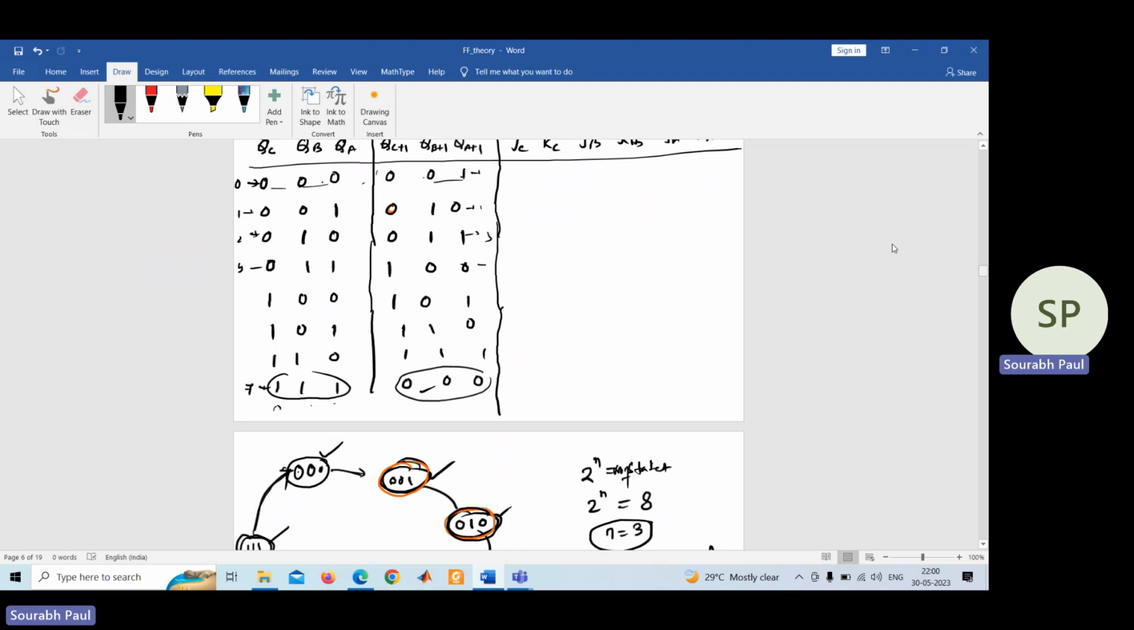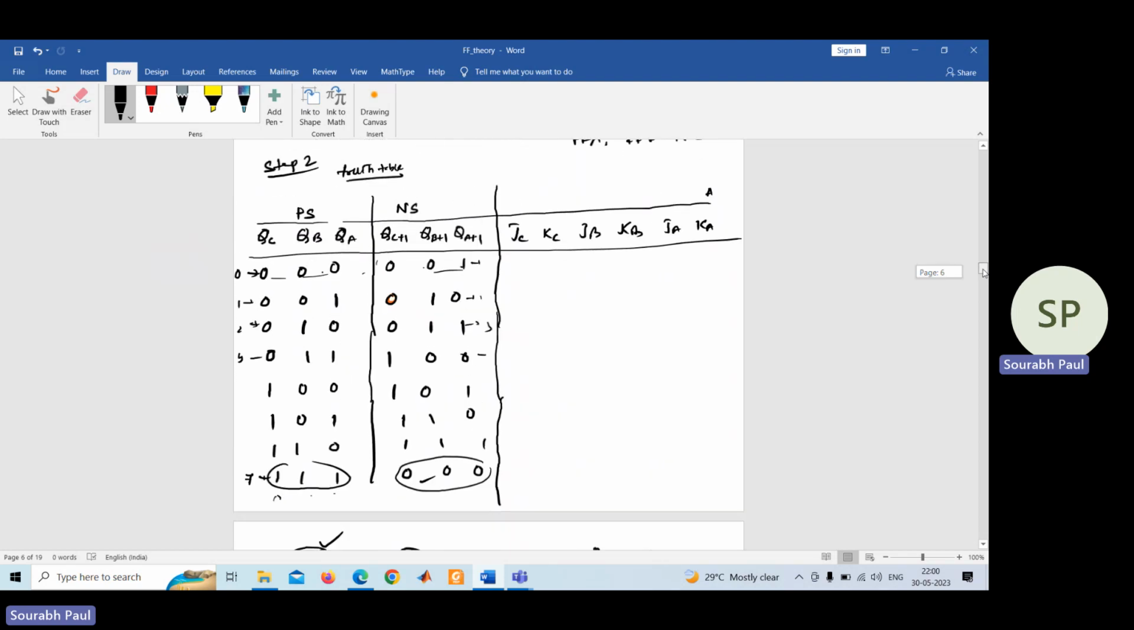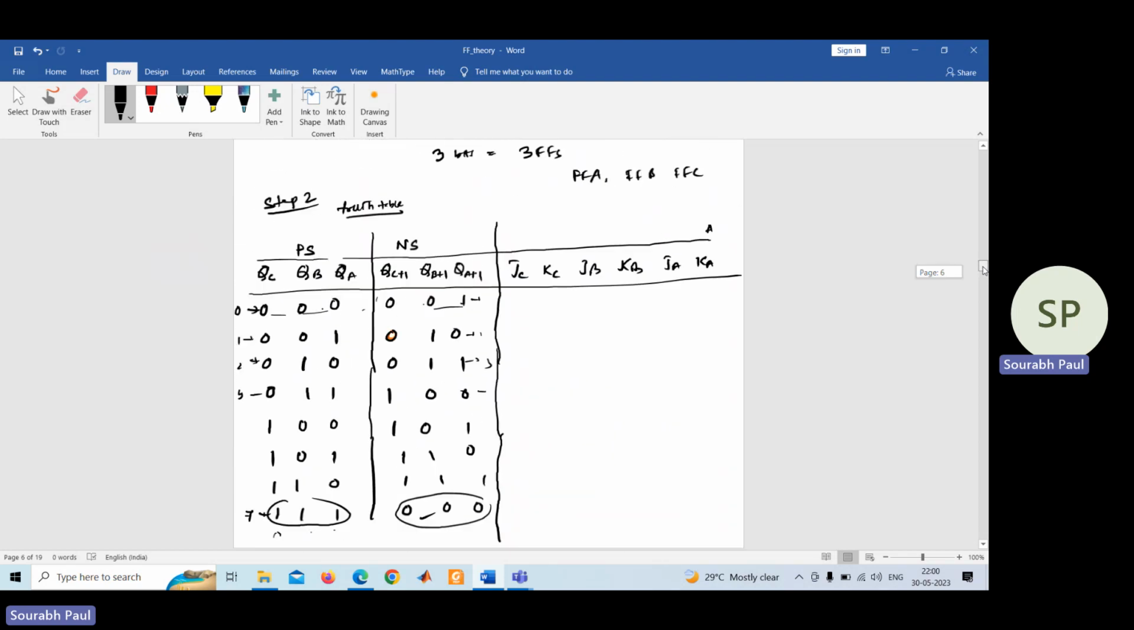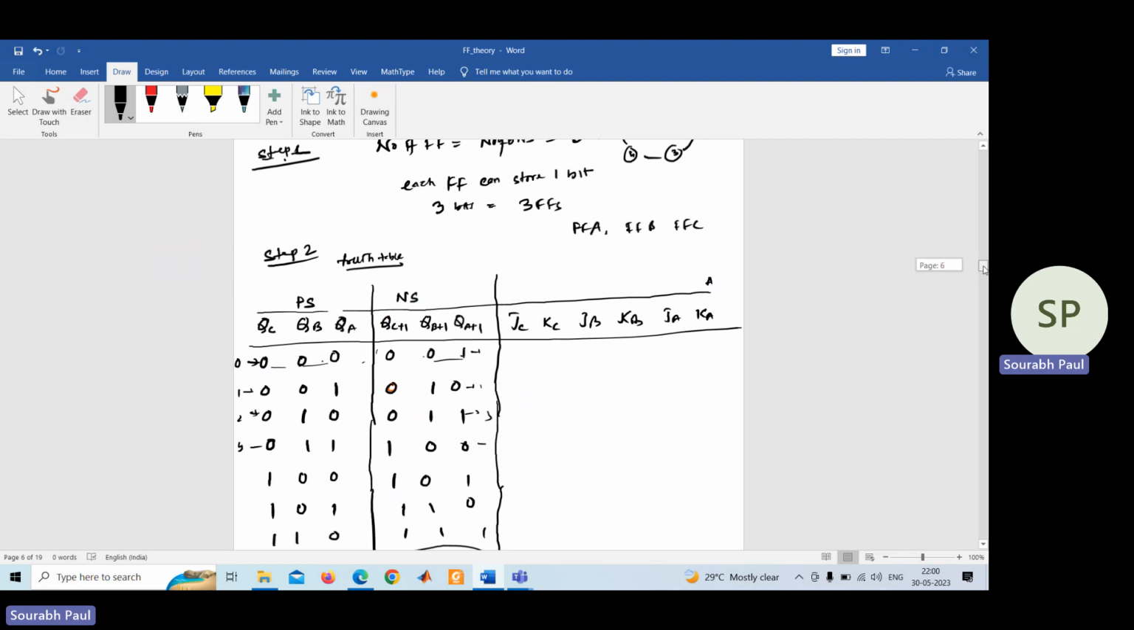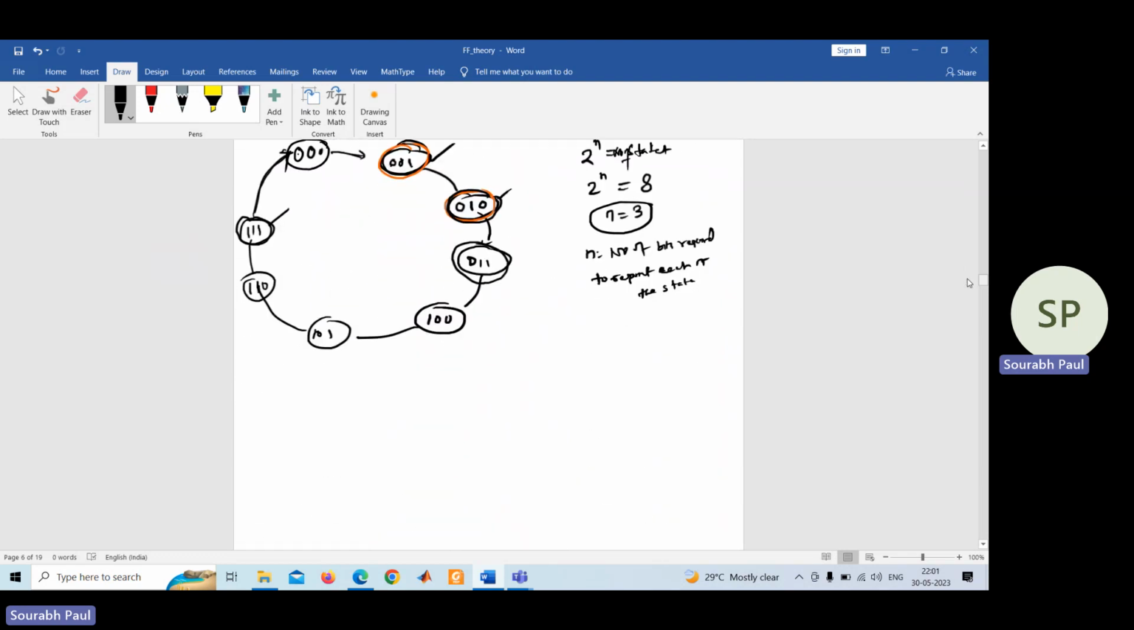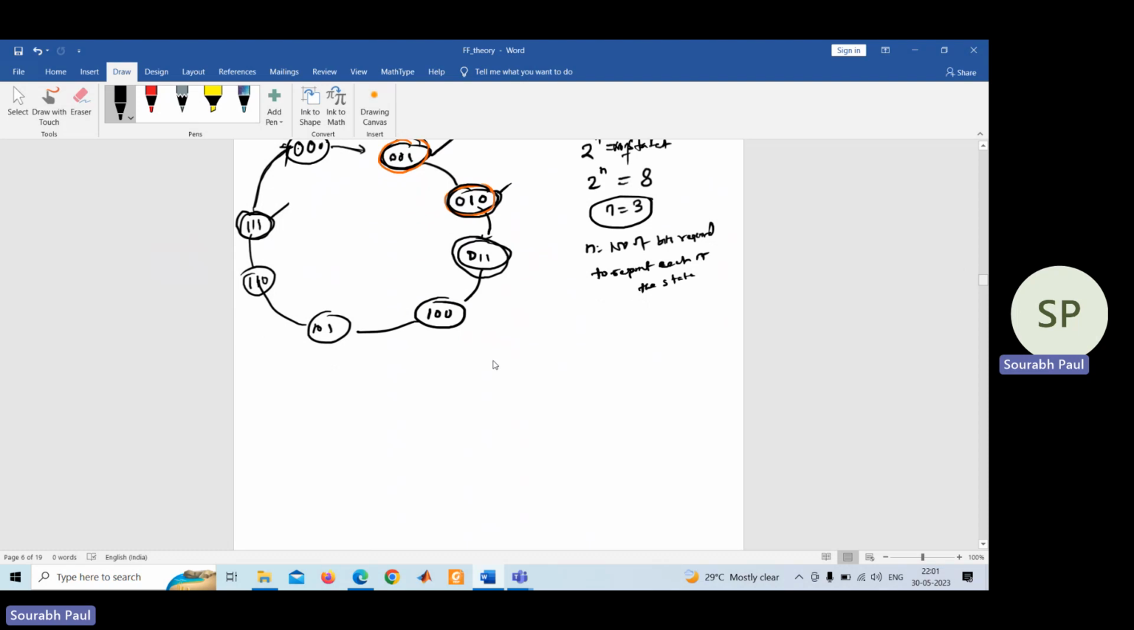Now, using these things, you need to determine the values of JC, KC, JB, KB, JA and KA. Now, how to do that? In order to do that, you need to know the excitation table of the JK flip-flop. So, you first write down the excitation table of the JK flip-flop. So, what is an excitation table?